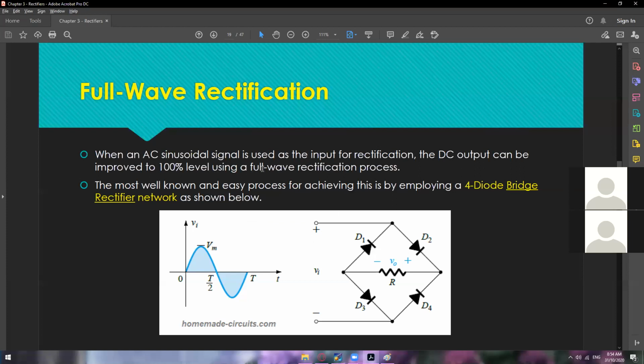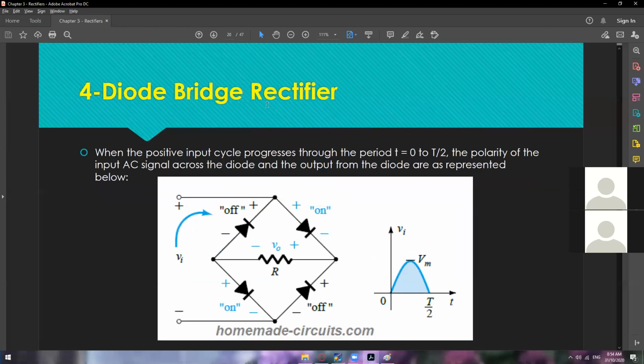Okay, so let's continue. This is where we stopped. As you can see, we now have 4 diodes, and still we have 1 voltage output in the middle. All right, so moving on. 4 diode bridge rectifier.